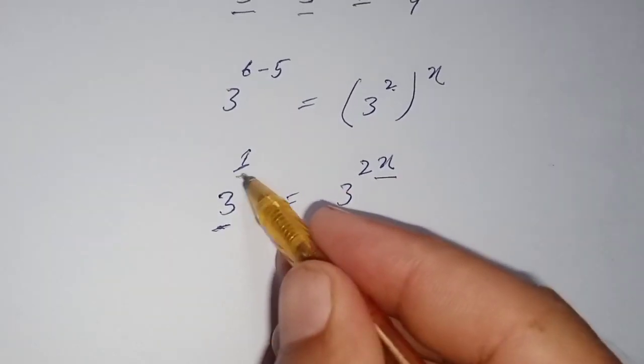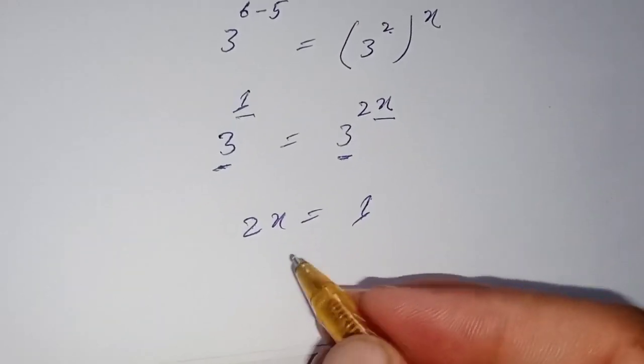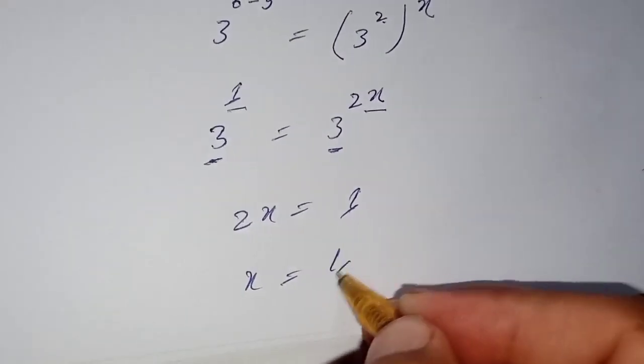Again base is the same, so the powers are equal to one another. 2x is equal to 1, because base is the same, both are 3. So x is equal to 1 over 2.